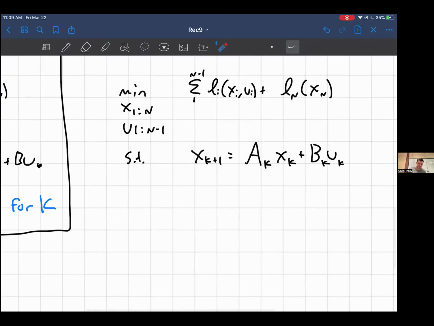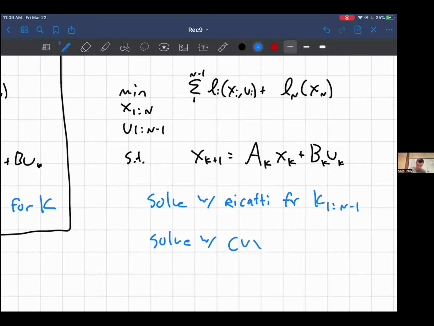And this is what we did a bunch of in homework 2. I think question 1 of homework 2, where we had a bunch of solve this with Riccati, solve this with convex optimization, show they're the same. And our two options here are solve with Riccati for K 1 through n minus 1, or solve with some convex optimization solver for x's and u's.